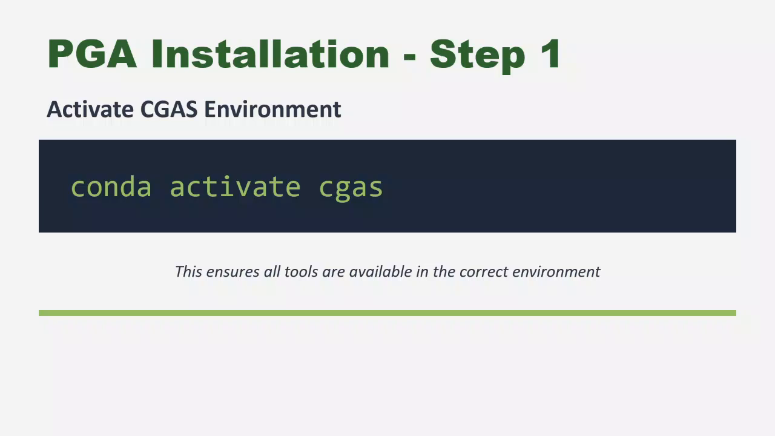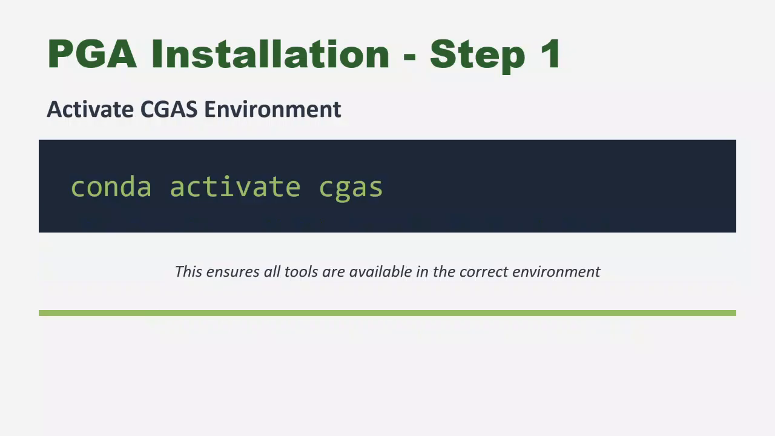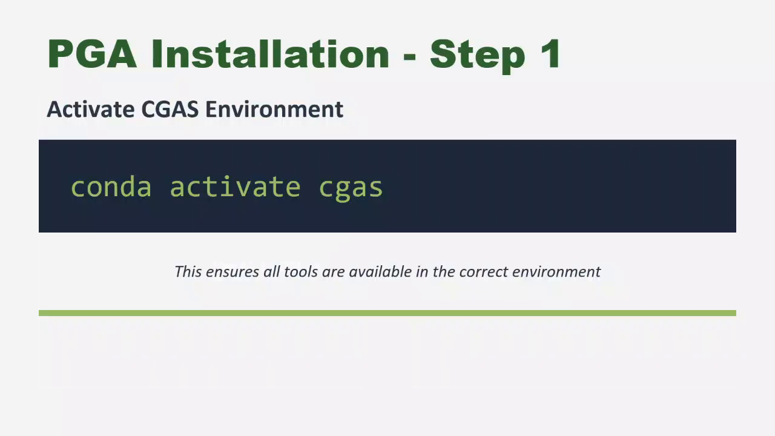Now we will go to the PGA installation, which is step one. First of all, we will activate the CGAS environment by giving the command conda activate CGAS. This will ensure all tools are available in the correct environment. Now we will clone the PGA repository. But before doing this, we will first verify that we have BLAST and we have FEAR.